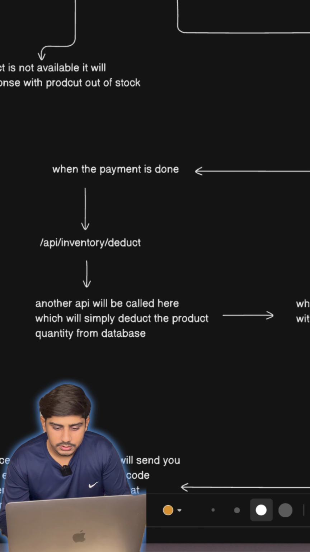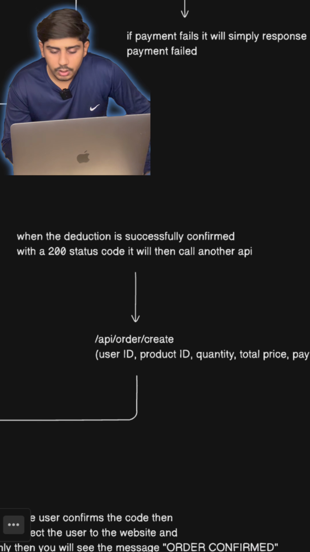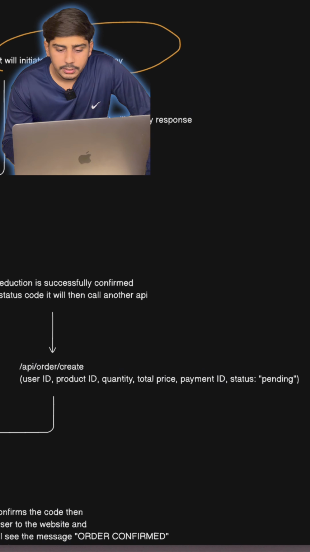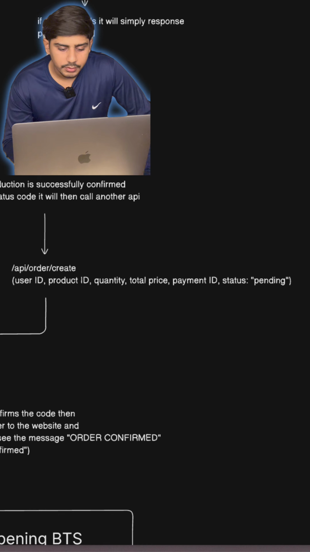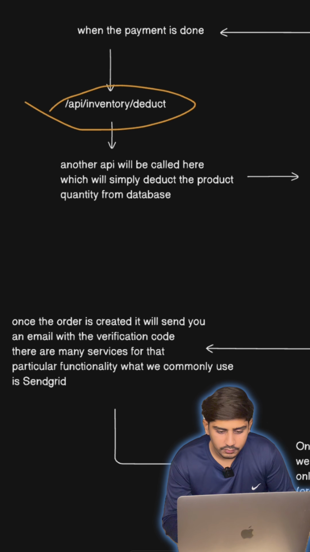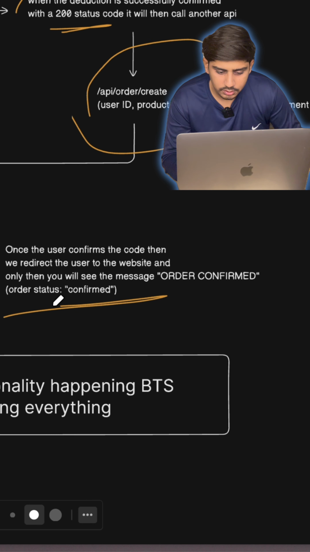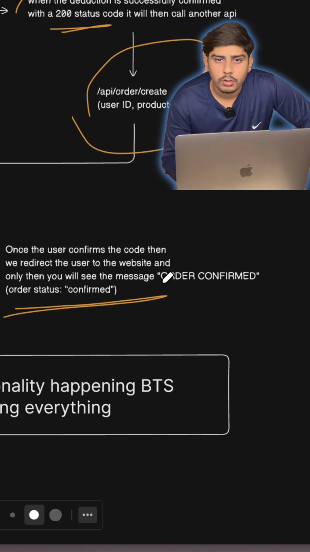Now once the product is deducted from the database, it will send you a status code of 200, immediately calls for another API. That particular API is for your order creation here. Once the order is created, it will send you an email with the verification code. There are many services for that particular functionality. What we commonly use is SendGrid. And in the final step, when the user confirms the code, we redirect the user to the website and send a message that order is confirmed.